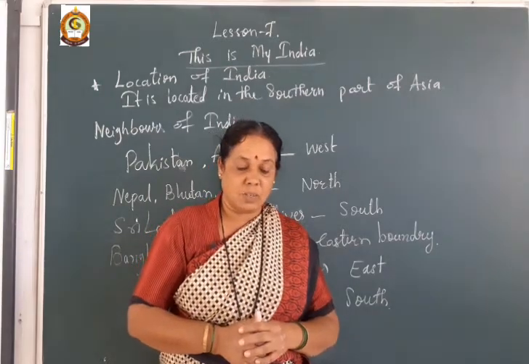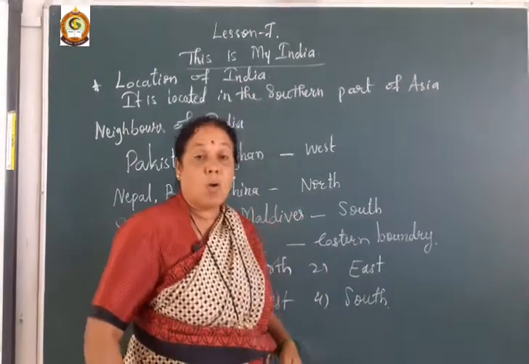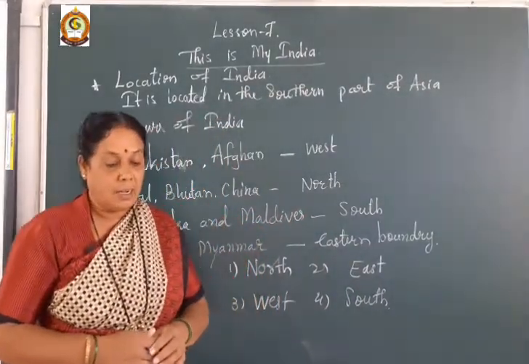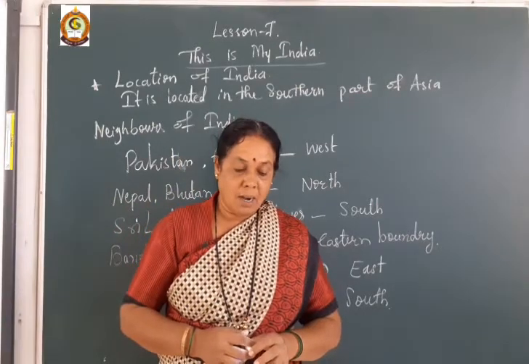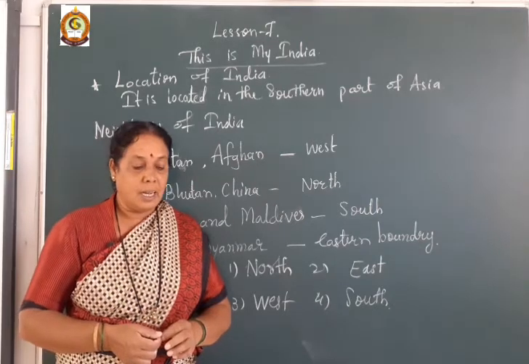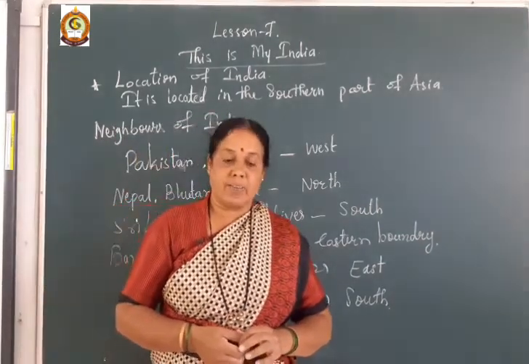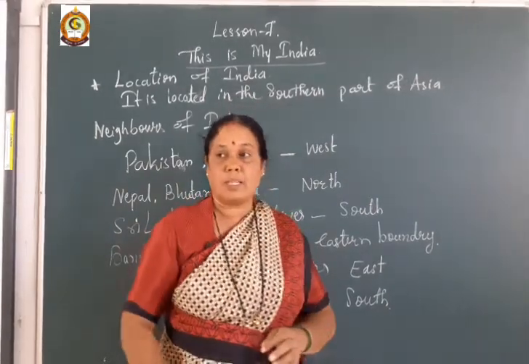Okay, dear student, this is all about the lesson explanation. What things have we learnt in this lesson? India is located in the southern part of Asia, India is divided into states and union territories, and India is a land of diversity. Okay dear student, this is the explanation about this lesson.